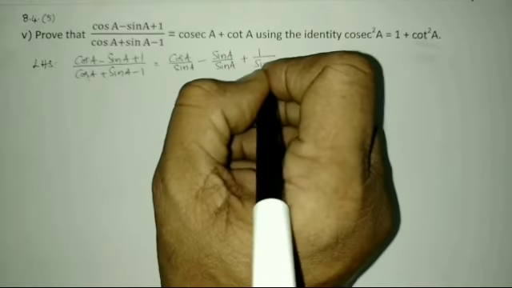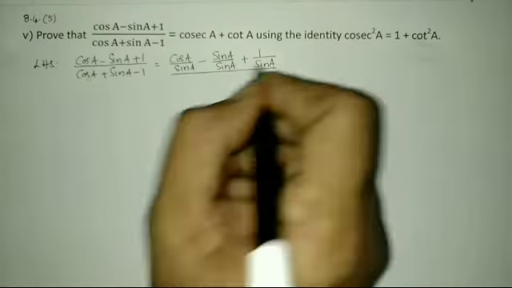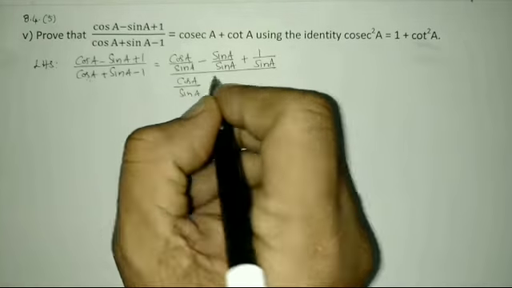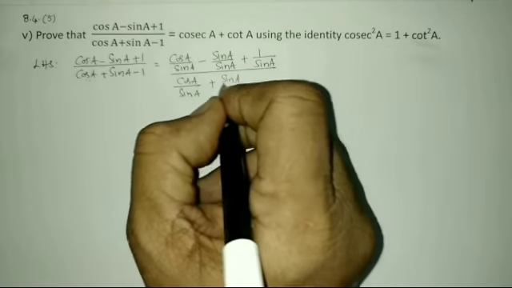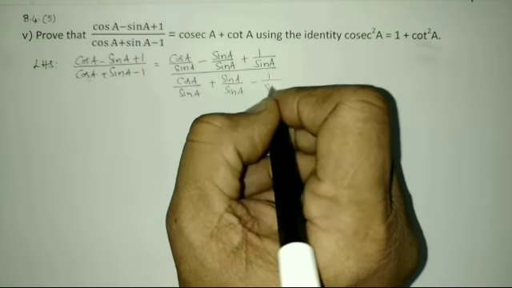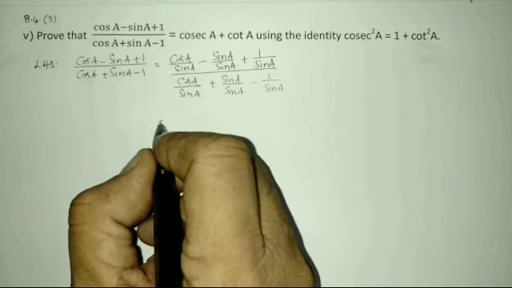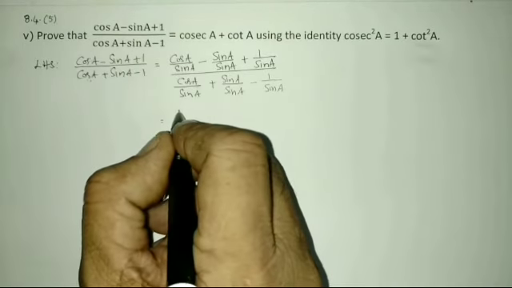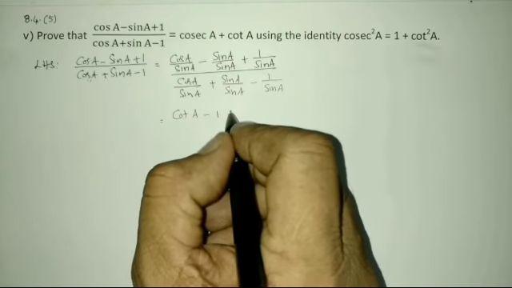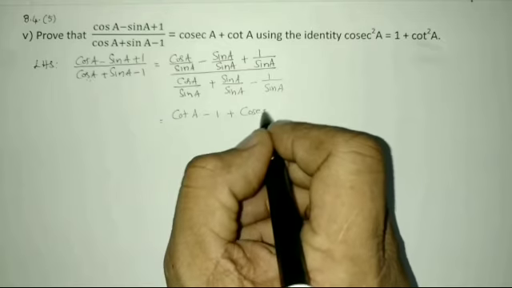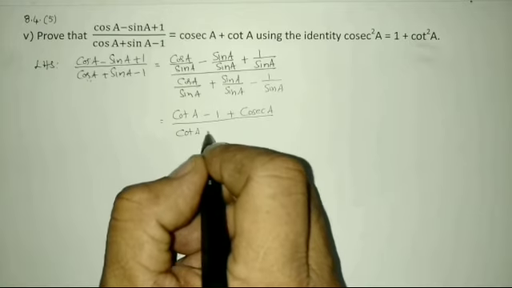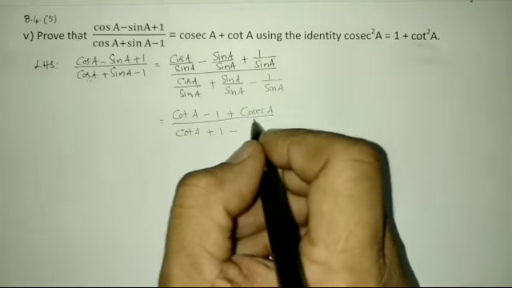Plus 1 by sin A, divided by cos A by sin A plus sin A by sin A minus 1 by sin A. See, cos A by sin A gives what? Cot A minus 1 plus 1 by sin A, cosecant A, divided by cot A plus 1 minus 1 by sin A gives what?